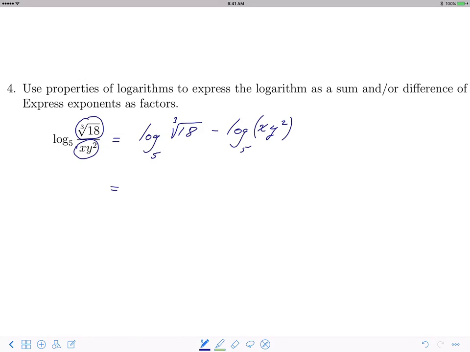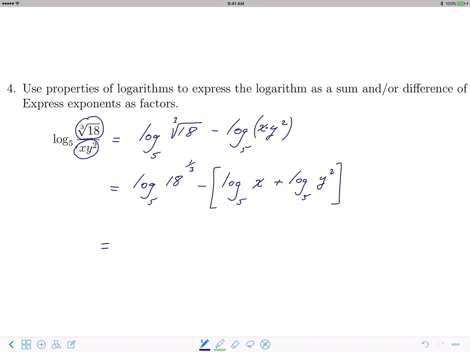Next, we can rewrite this as a power. So this is 18 to the 1/3. And this is a product here, so the product inside the logarithm changes to a sum of logarithms. Notice the bracket here because the minus is about to distribute. Log of x plus log base 5 of y squared.